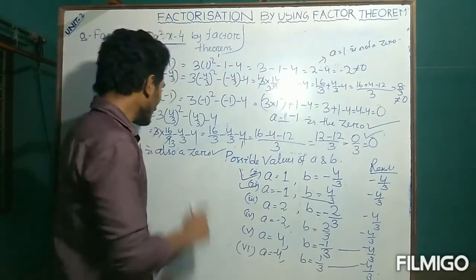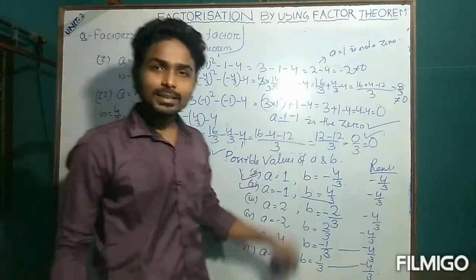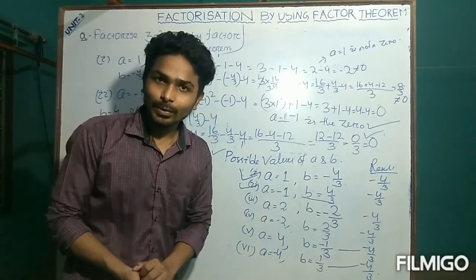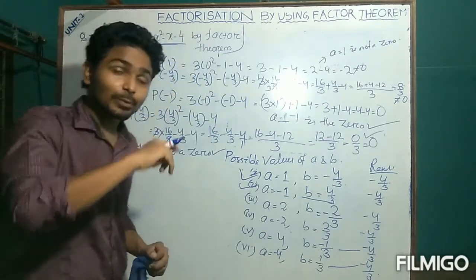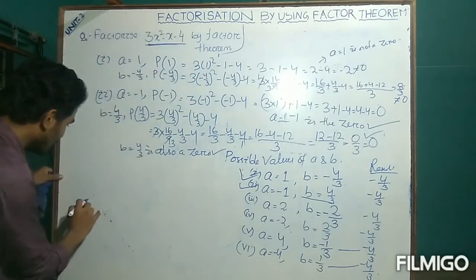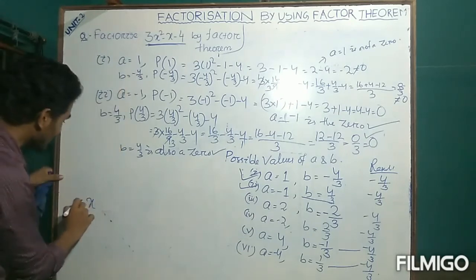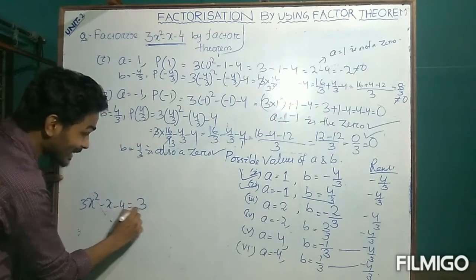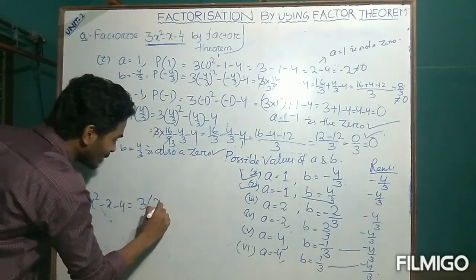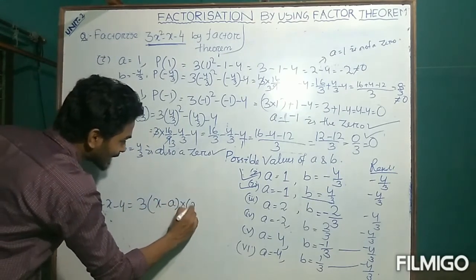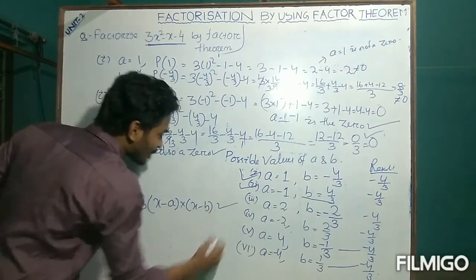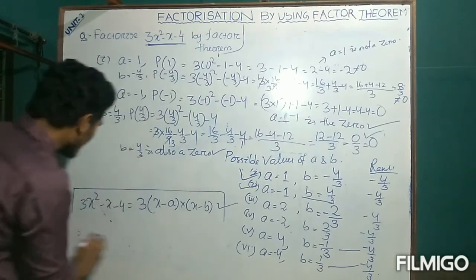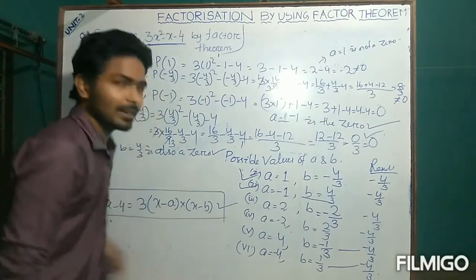Clear? So a is equal to minus 1 is a zero and b is equal to 4 by 3 is also a zero. Now, remember that we have written that this quadratic polynomial can be written as 3 taken as common, times (x minus a) times (x minus b). This is the equation that we will define.